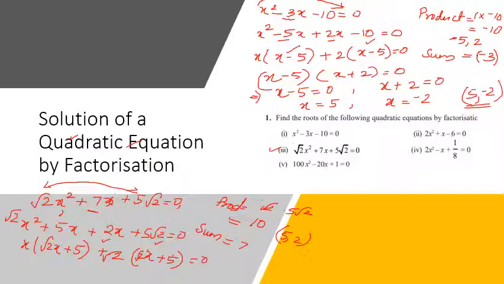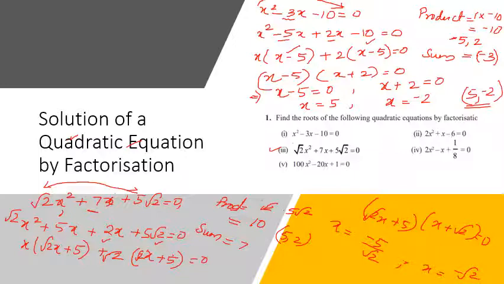Okay. So if I take it to the other side, then I will get root 2x plus 5 into x plus root 2 equal to 0, so we'll get x equal to minus 5 by root 2, or you'll get x equal to minus root 2. Okay, these are the values that we'll get. Similarly, you can do the other ones also.